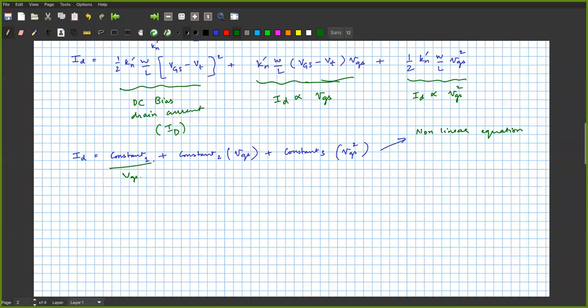Here you get divided by small VGS, and here also divided by small VGS. What should happen to the third term if I want to keep this linear? Should the third term be there or should it not be there? It should not be there, sir.